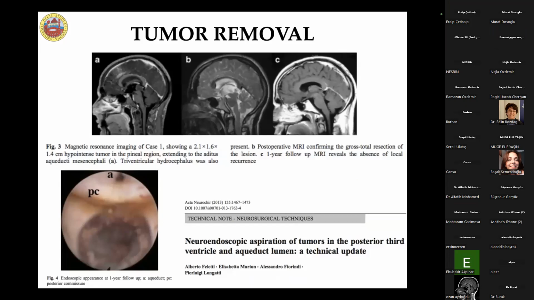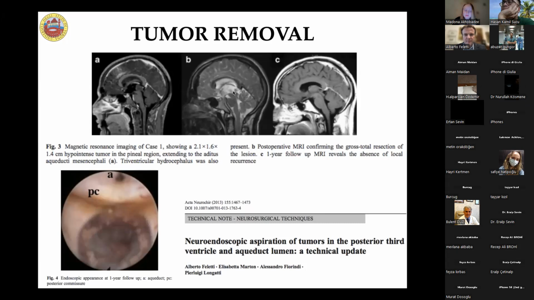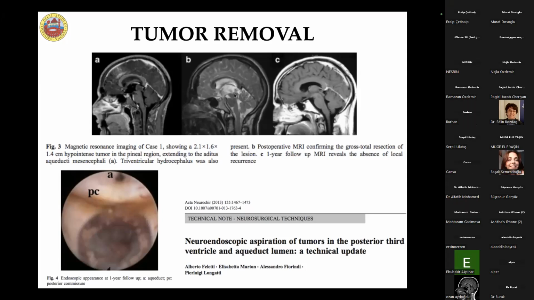I have talked about tumor biopsy, but in some lucky cases, we can do more than a biopsy, like the case I showed you in the lateral ventricle. Also in the third ventricle, sometimes we can remove the tumor completely or partially, like we did in this case. This patient had a tumor in the posterior third ventricle, and this is the postoperative image showing that we could remove the tumor completely with a flexible scope just by aspirating it.